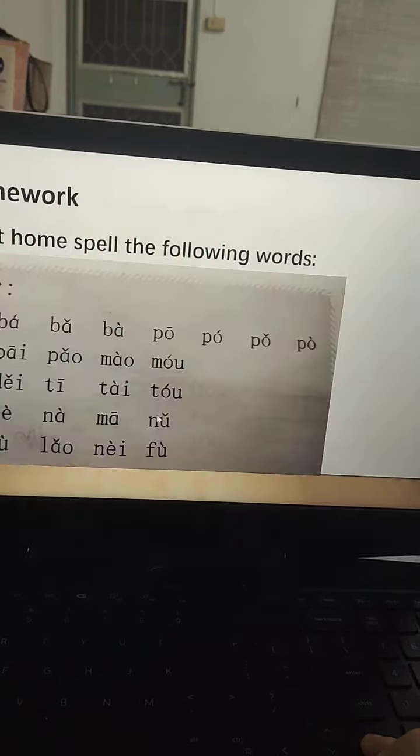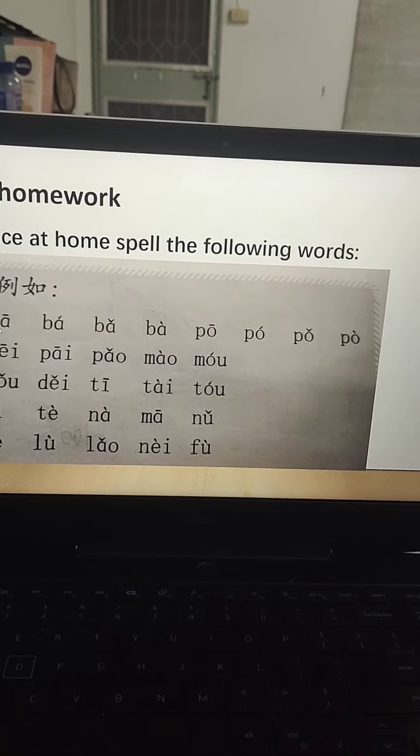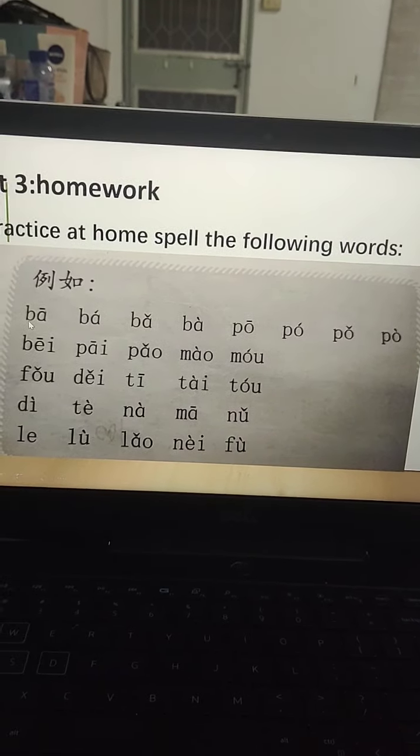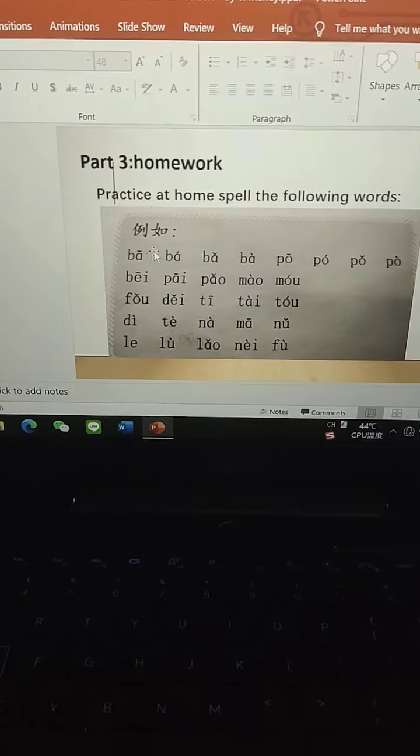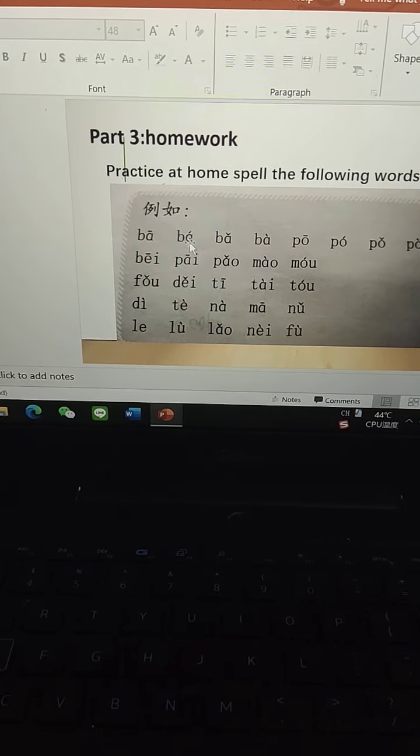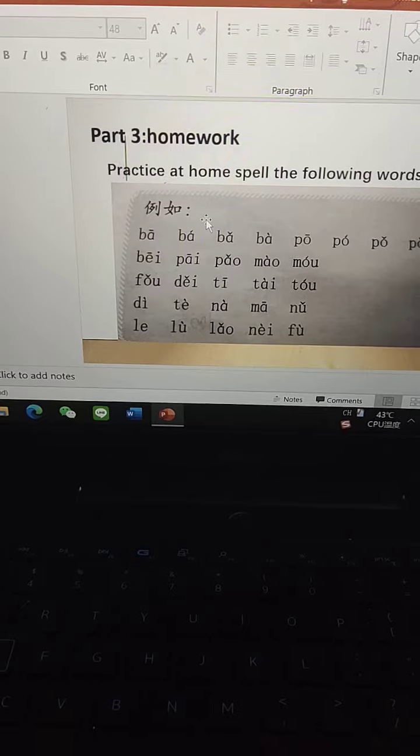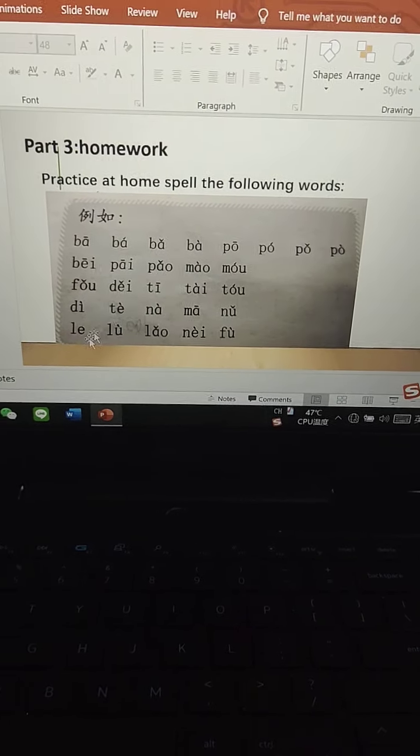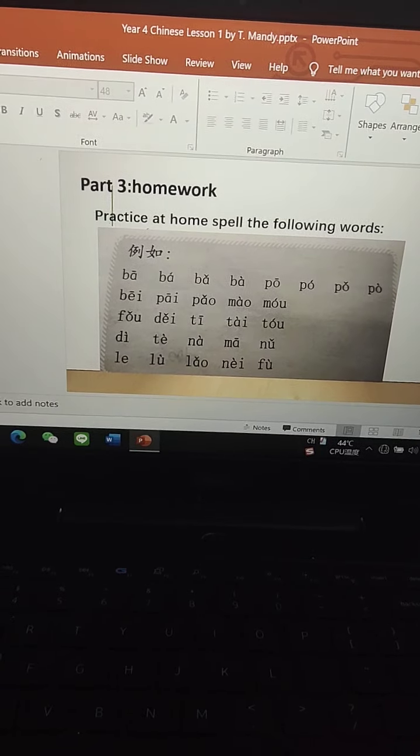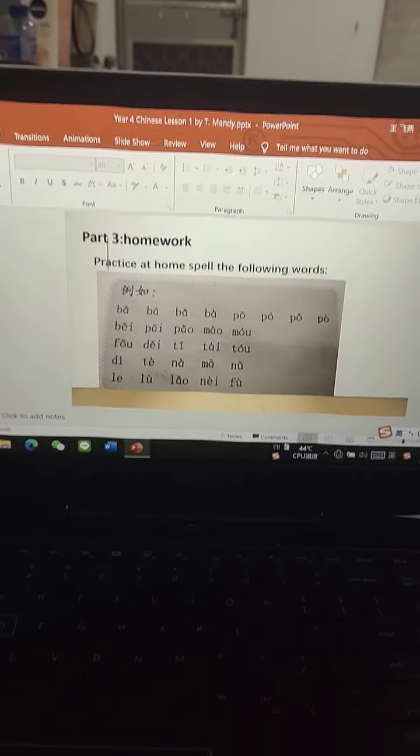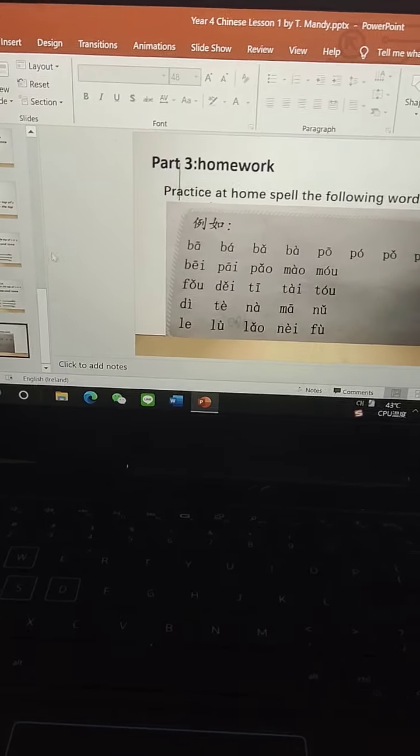Okay, now the homework for you is to practice this one at home. Okay, for example, you practice how to read this one. Bo, a, ba. Okay, bo, a, ba. Okay, like this, you practice at home. Okay, if you have any question, you can ask me next class. Okay, when we have the online teaching, you can ask me any questions about this.